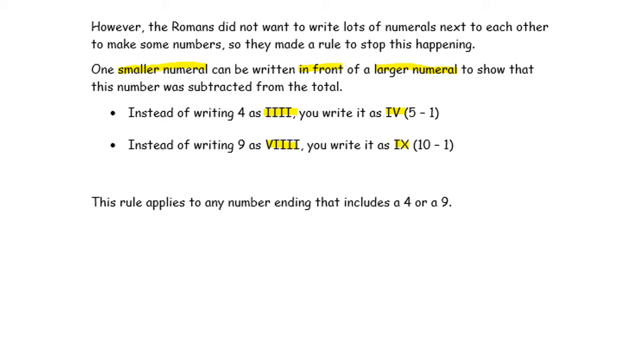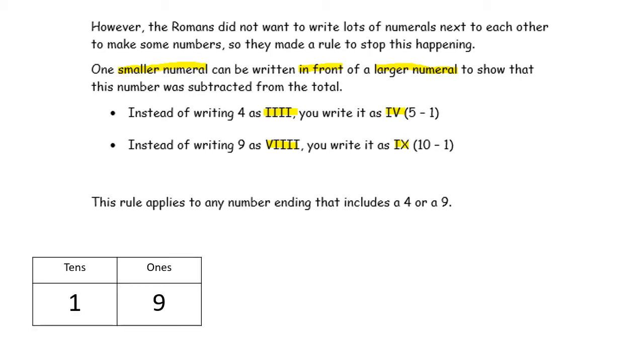So we're going to go through an example together. Let's look at 19. You've got 1 ten and 9 ones. A good way to help yourself work this out is to start with the 10s, and work out what our 10s column is. You've got 1 ten, and we know that 10 is X, so that's easy.